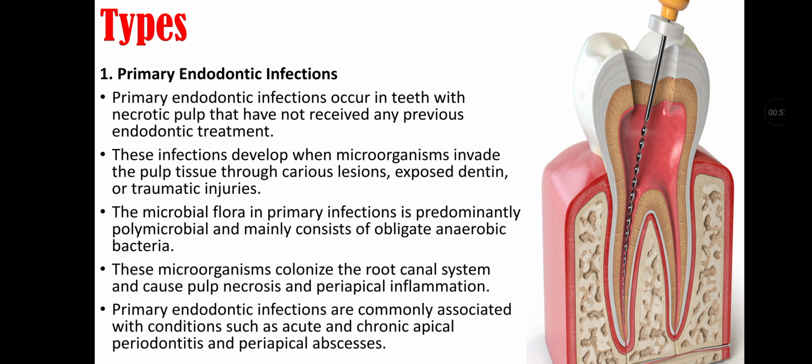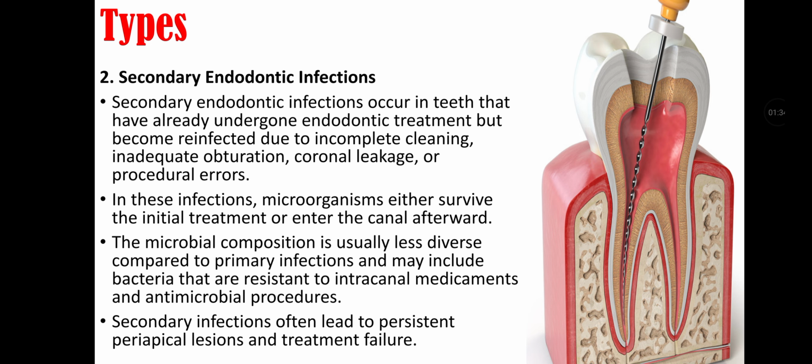First type is primary endodontic infections. Primary endodontic infections occur in teeth with necrotic pulp that have not received any previous endodontic treatment. These infections develop when microorganisms invade the pulp tissue through carious lesion, exposed dentine, and or through traumatic injuries. The microbial flora in primary infection is predominantly polymicrobial and mainly consists of obligate anaerobic bacteria. These microorganisms colonize the root canal system and cause pulp necrosis and periapical inflammation. Primary endodontic infections are commonly associated with conditions such as acute and chronic apical periodontitis and periapical abscess.